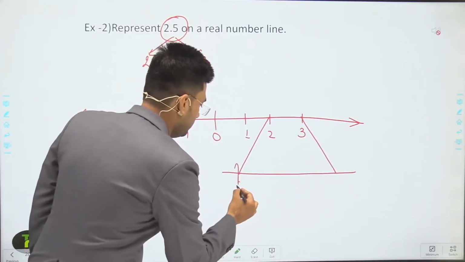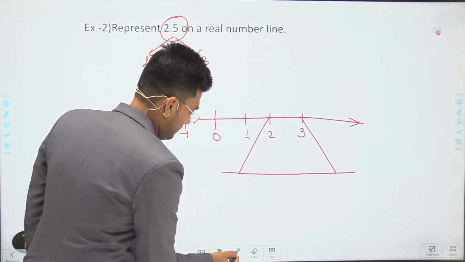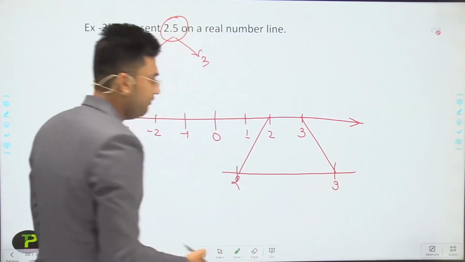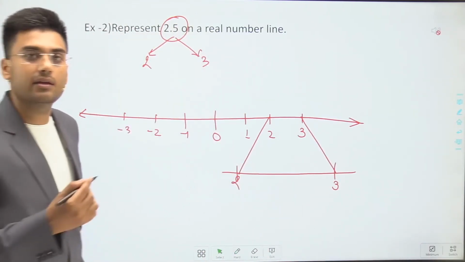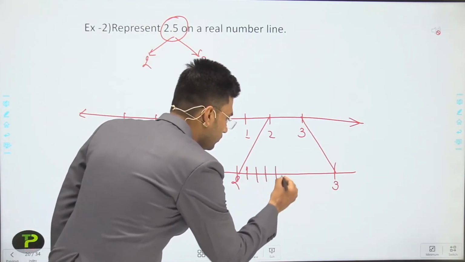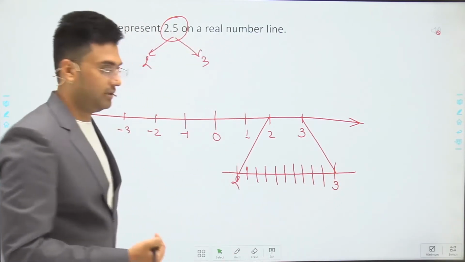This is 2, and this is 3. We have to divide this distance into 10 equal parts: 1, 2, 3, 4, 5, 6, 7, 8, 9 and 10.